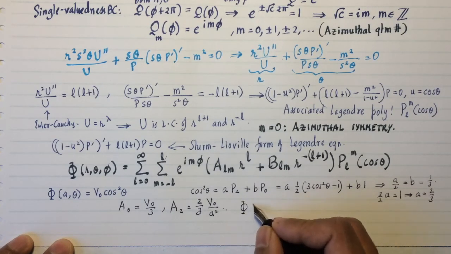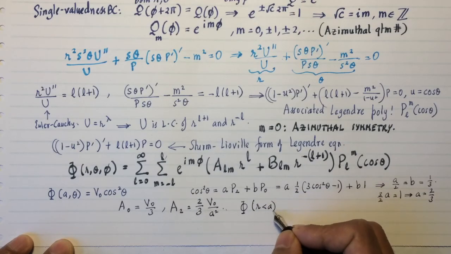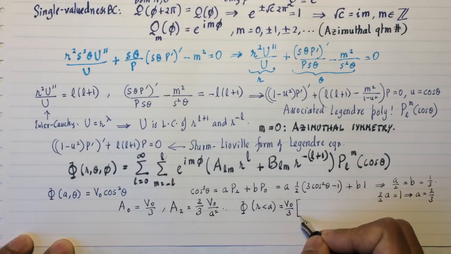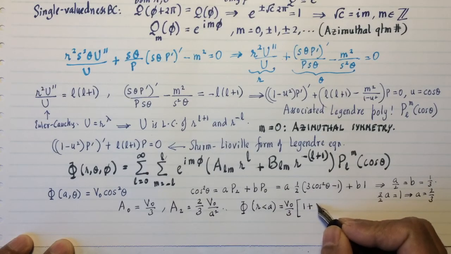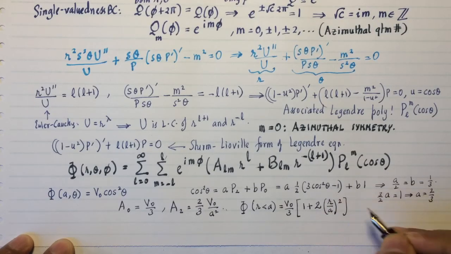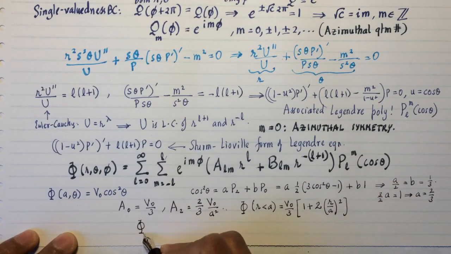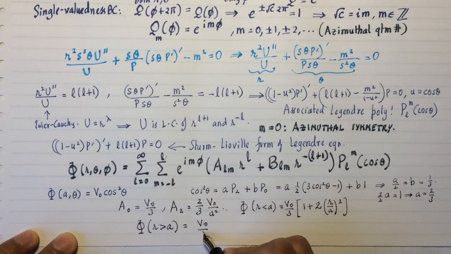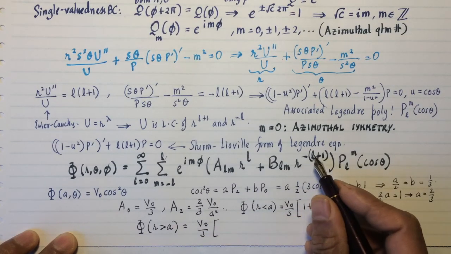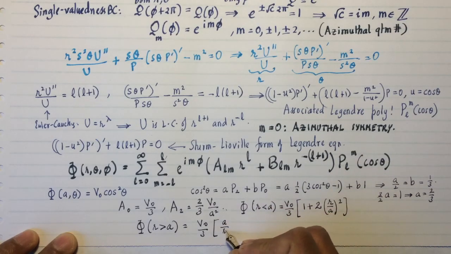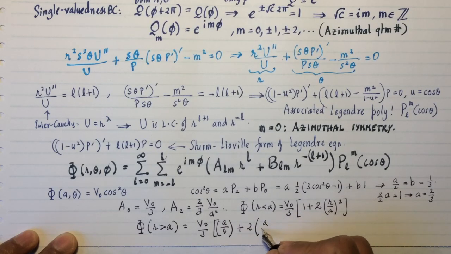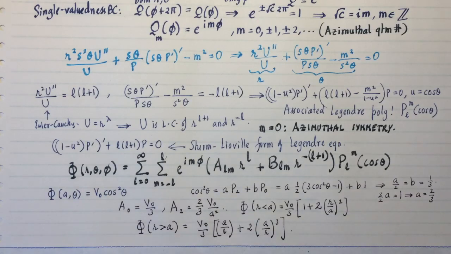So the potential for r less than a is going to be V naught over 3 times 1 plus 2 times r over a squared, and that's it. There are no other terms because the boundary matching allows us only to have these two terms. And then for r bigger than a, you just have to pick this solution instead. So I get V naught over 3. This will bring the r factor to the denominator. So that's going to be a over r plus 2 times a over r cubed. So we have found the potential everywhere for this particular Van de Graaff generator.